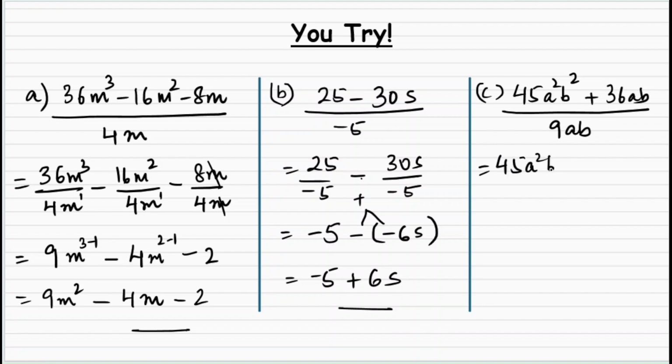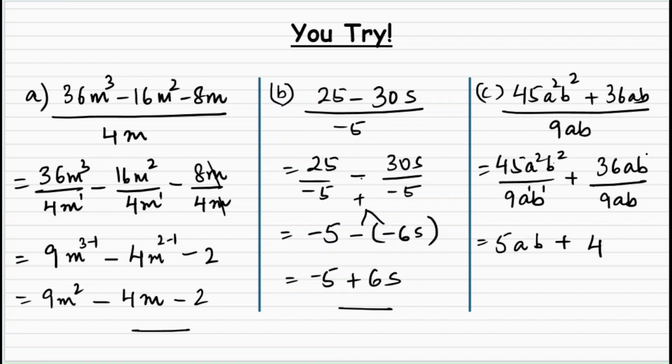45a square b square divided by 9ab plus 36ab divided by 9ab. So 45 divided by 9 is 5. A square, a1. So 2 minus 1, a. So a to the exponent 1. B square, b1. So b, 2 minus 1, 1. So 5ab, plus 36 divided by 9, 4. A, A, B, B. AB divided by AB is 1. So it is just 36 divided by 9 is 4. So that is our answer.